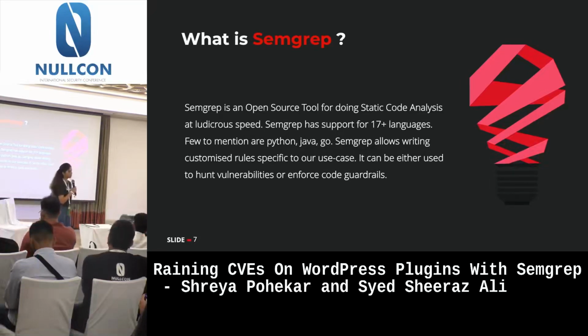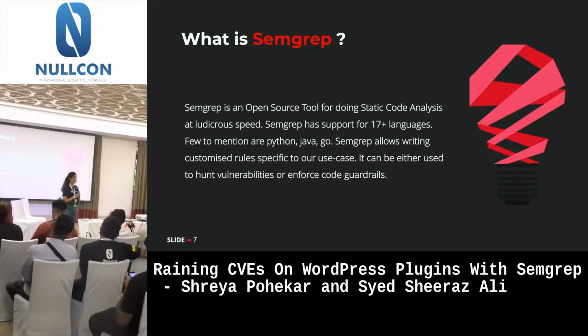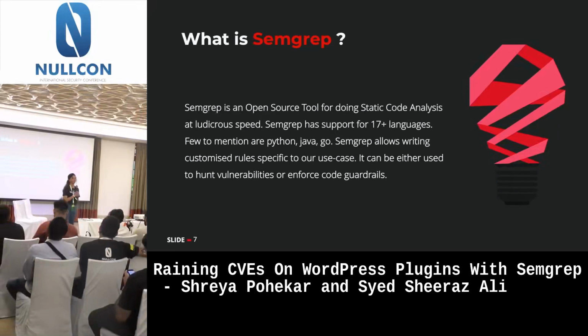So for this research, we chose Semgrep. Like I said, there was an alpha version for it. It's an open source tool for doing static code analysis, and it does that at great speed. It has support for 17 plus languages, including Java, PHP, Python, Go. It allows us to write custom rules according to your specific code base, and it is used either for hunting for vulnerabilities, or you can enforce certain guardrails on your code base.